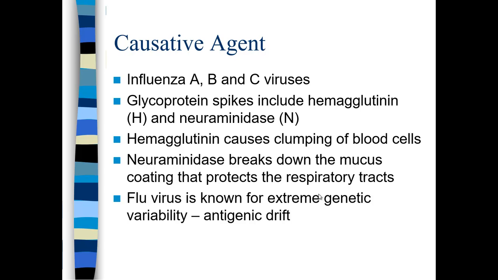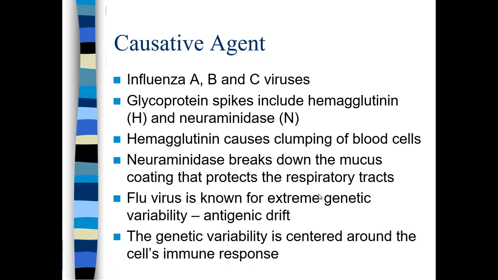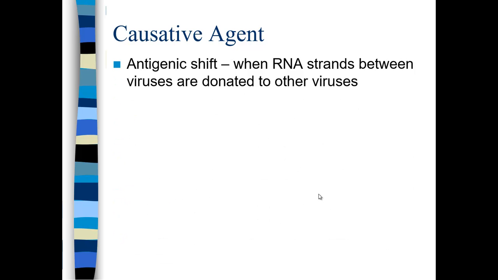and it really mutates very, very quickly. It's known for extreme genetic variability. That's why they're coming out with new flu shots every year, and you can't just get a universal flu shot and be immune to the flu. It will, just due to natural selection and also due to the genetic variability is centered around the cell's immune response. So you can get a different immune response from different types of influenza.